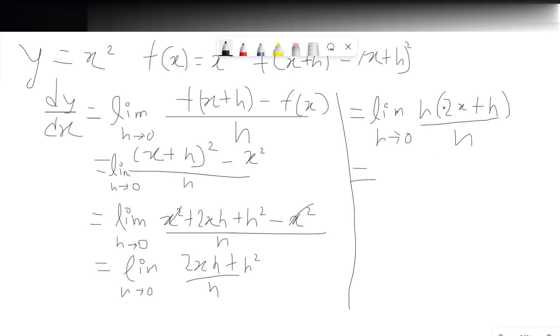And since the numerator and the denominator have a common factor of h, we can cancel each other out and get the limit as h tends to 0 of 2x plus h. So if we place the value of h equals to 0 here, we only get 2x plus 0, which is essentially 2x, and that is the gradient function of this y equals to x square.